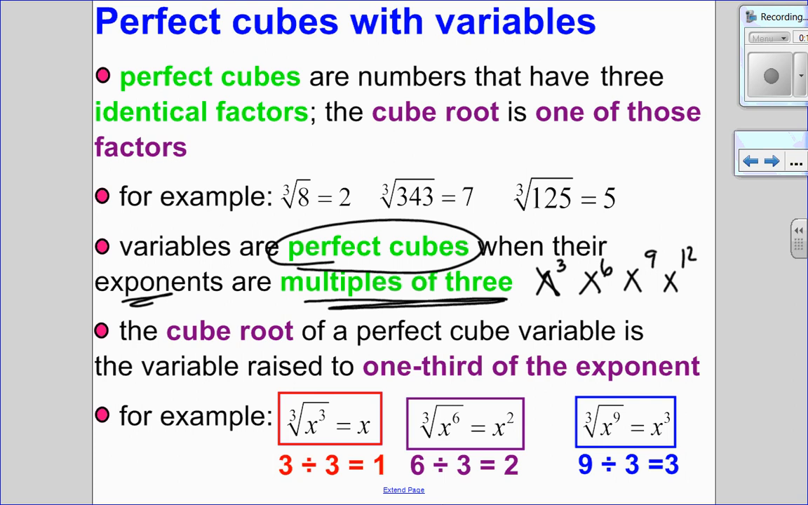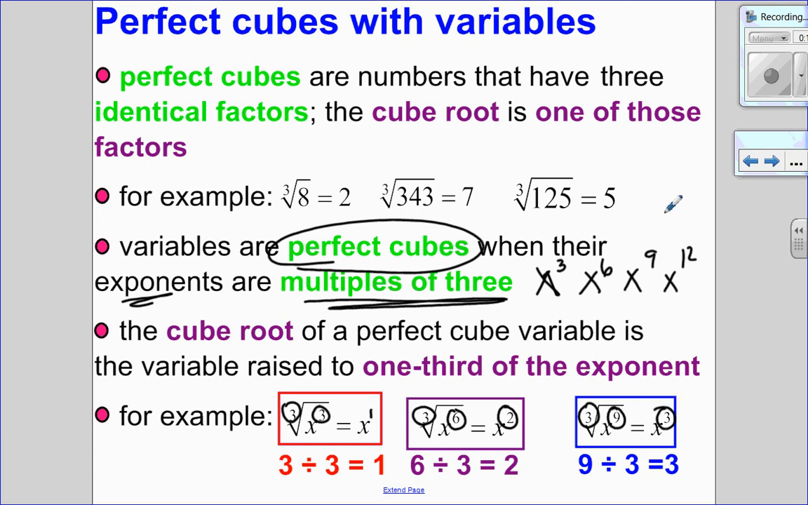Now the cube root is 1/3 of the exponent. So you take the exponent and divide it by 3. Look at the cube root of x cubed: 3 divided by 3 is 1. The cube root of x exponent 6: 6 divided by 3 is 2. The cube root of x exponent 9: 9 divided by 3 is 3.